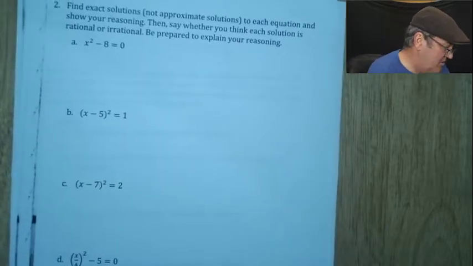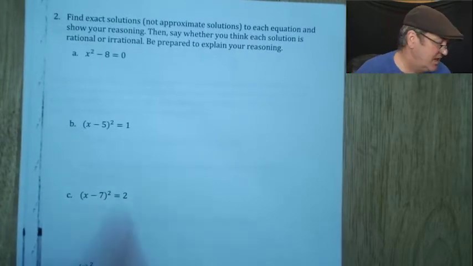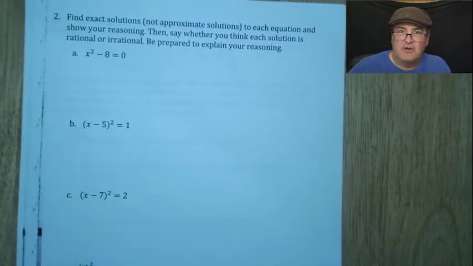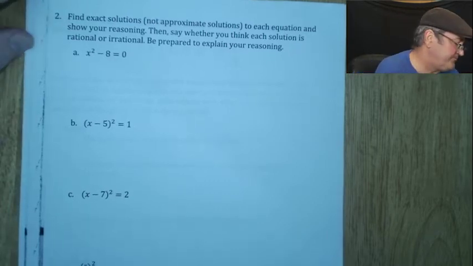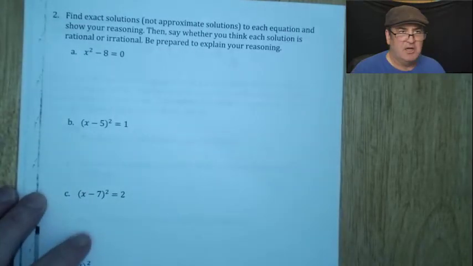Okay. Here are the same equations. It wants us to find the exact solution, not approximate. That means we're not going to graph this. We've got to do the math to find out exactly what it equals. So, show our reasoning, whether we think it's rational or irrational. Be prepared to explain our reasoning.